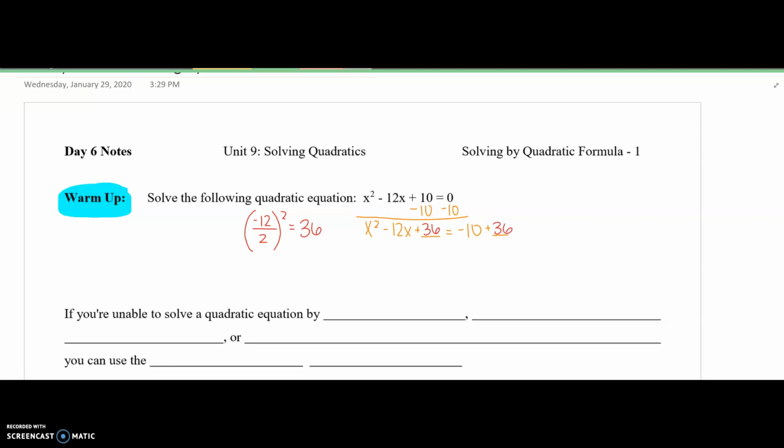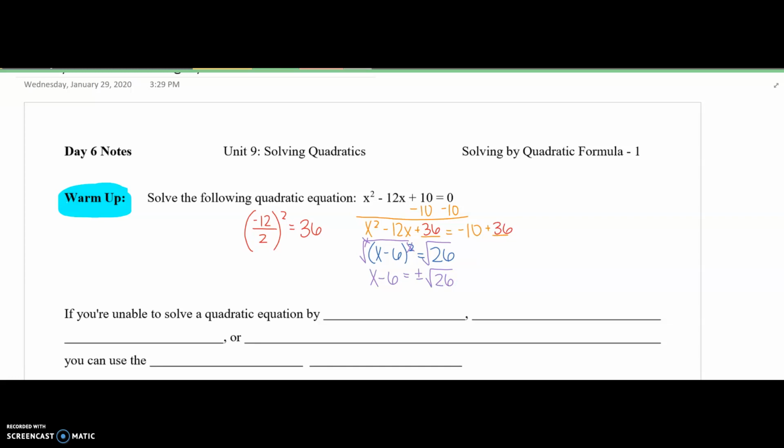I'll then factor the left side to x minus 6 squared, and then combine my like terms on the right side to give me 26. Now I'll take the square root of both sides. When I take the square root, the square cancels to leave me with x minus 6. And when I take the square root of 26, it only gives me the square root of 26. It doesn't simplify. But remember, square roots give you positive and negative answers.